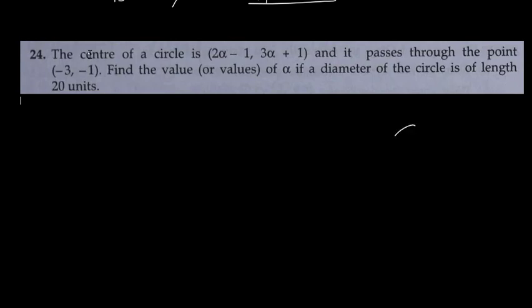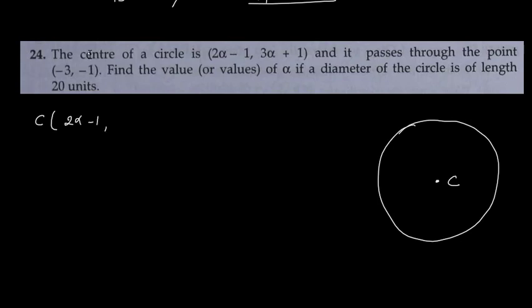The center of the circle, so this is a circle and say its center is point C. So we have given the coordinate of point C as (2 alpha minus 1, 3 alpha plus 1), and it passes through a point. So here we have a point, and say this point is A, and its coordinate is (-3, -1). Find the value of alpha if the diameter of the circle is of length 20 units.